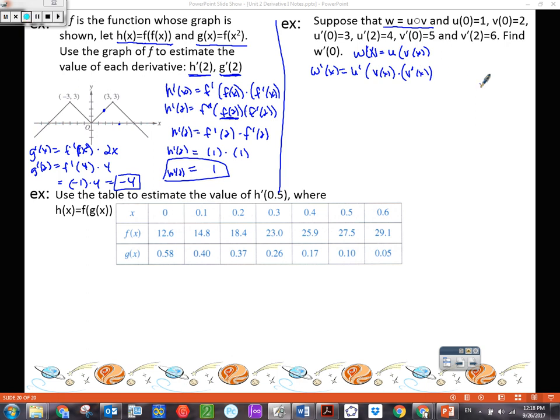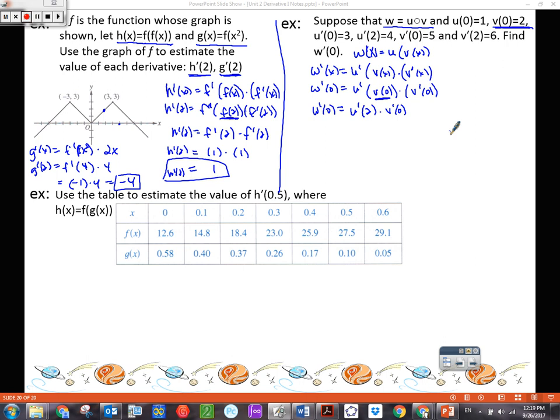Okay, there's our formula. Now let's go back and insert zeros everywhere there's an X. So we have W prime of 0 equals U prime of V of 0 times V prime of 0. Now it's time to go look at our numbers up there. So we need V of 0. Hopefully they gave that to us. So we look up there, and yep, they did. V of 0 is 2. So W prime of 0 is U prime of 2 times V prime of 0.